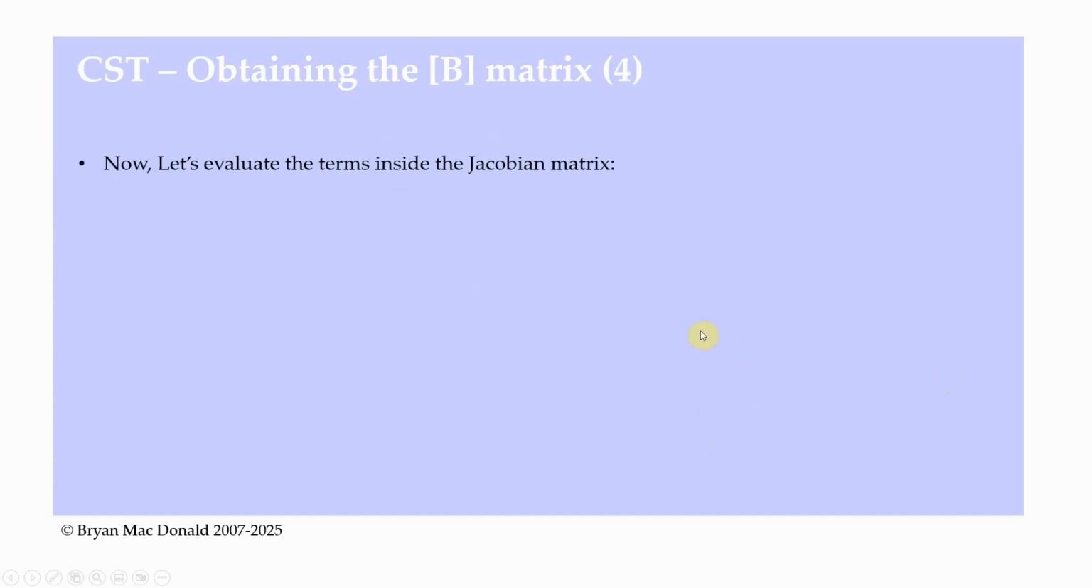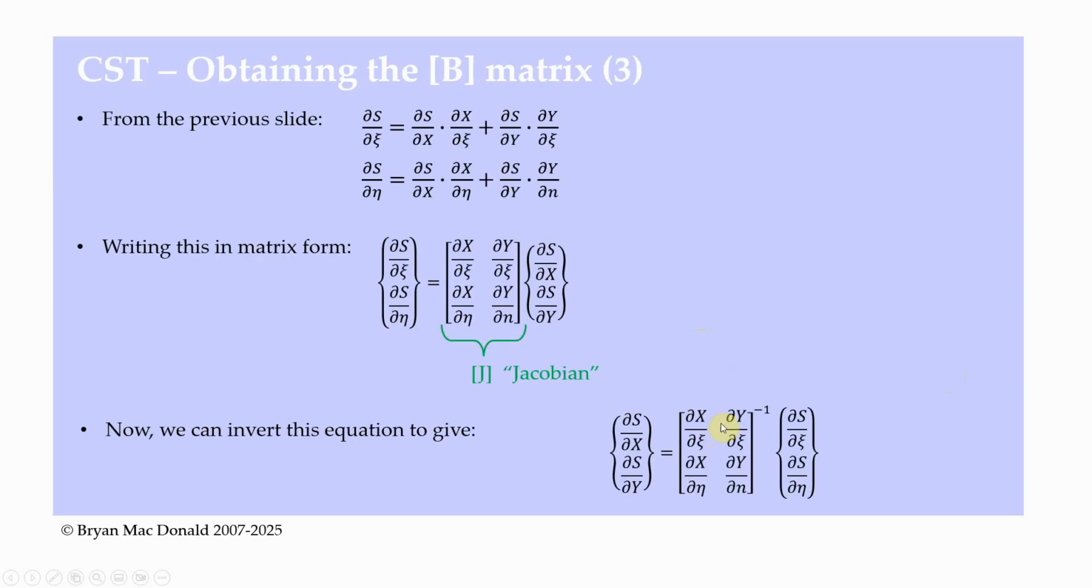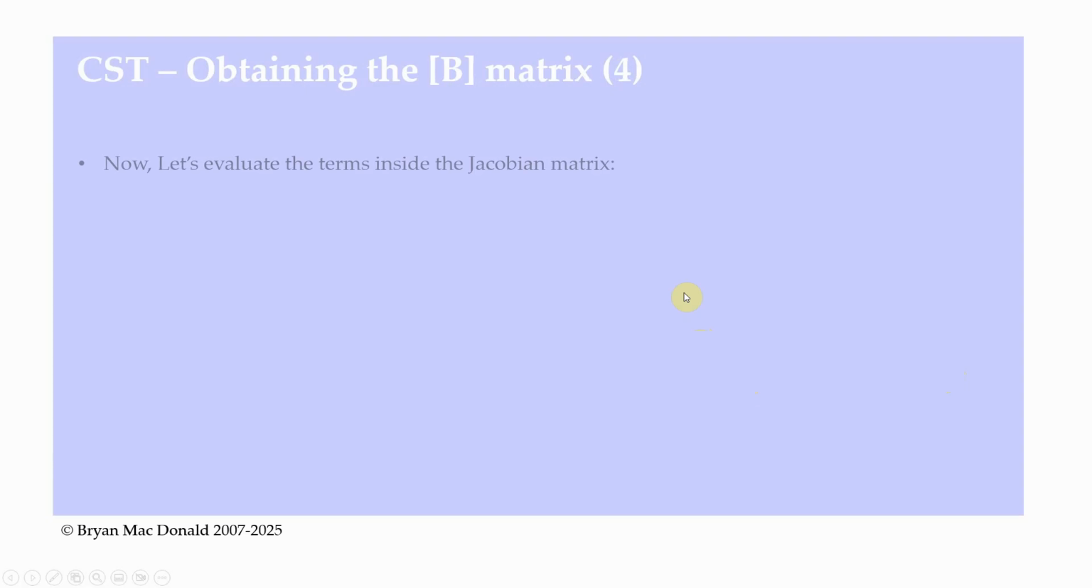So let's evaluate the terms inside the Jacobian matrix. Actually, maybe just jump back quickly before we do that. Let's look at what's going on in there. What does it say? Well, it says dx d-xi. In other words, how is x varying with xi? Okay, so is there something we can do with these, dx d-xi, dx d-eta, dy d-xi and dy d-eta? Let's just take a look at those.